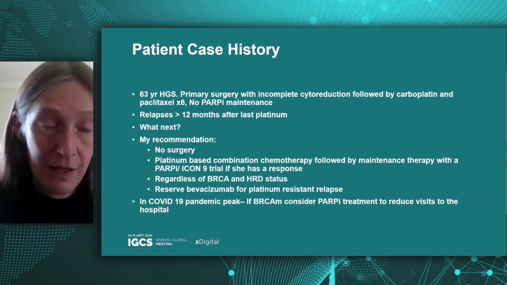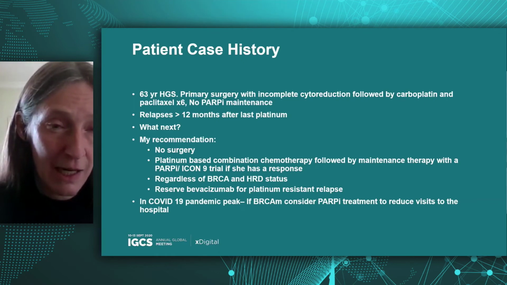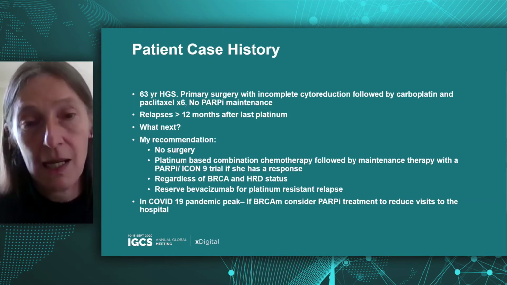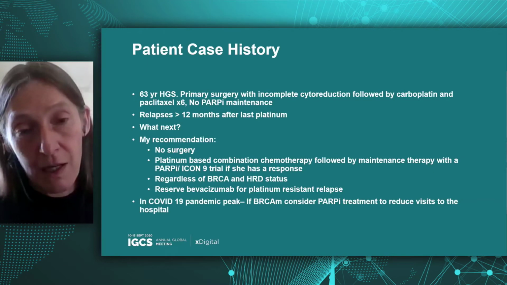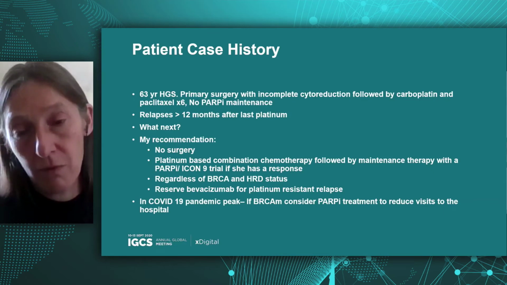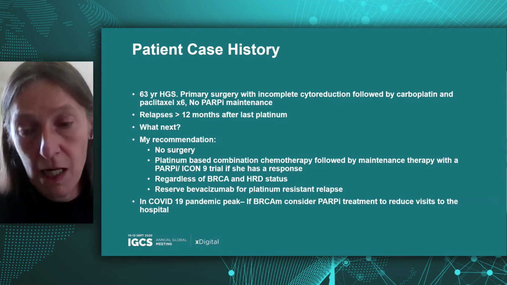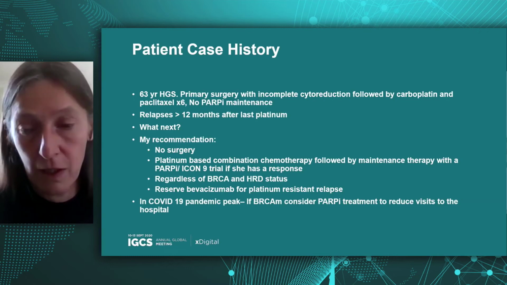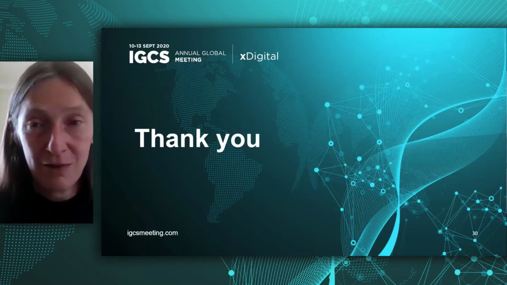I think the one thing is that we do live in very challenging and difficult times now within the COVID-19 pandemic, and certainly at the height of the peak, we did consider, and we have now got approval and funding for, within the UK, a PARP inhibitor treatment for those who have got a BRCA mutation instead of chemotherapy, as a way of reducing their needs to visit the hospital. And that's all.